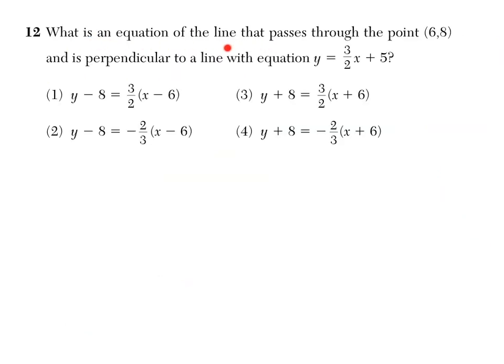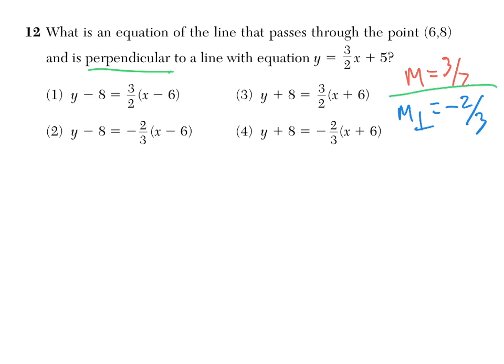It says, what is an equation of the line that passes through point 6, 8 and is perpendicular to a line with the equation y equals 3 halves x plus 5? So the first thing that we're going to need to do is determine the perpendicular slope. And I know that the slope here is 3 halves, right? So the perpendicular slope, you probably recall, is the opposite reciprocal. So we're going to flip the numerator and denominator, and we're going to make it from a positive to a negative. So it's going to be negative 2/3.